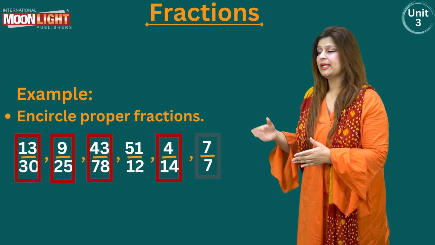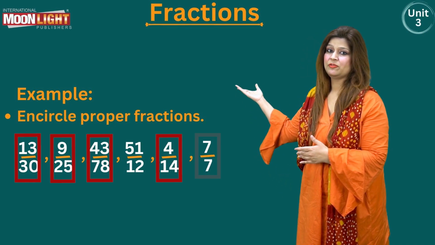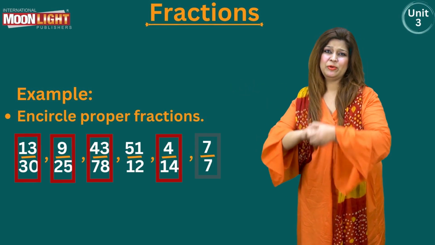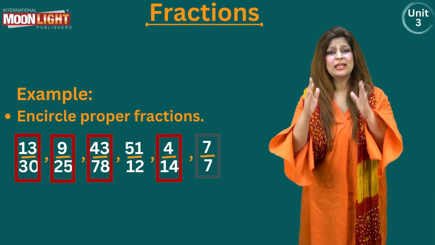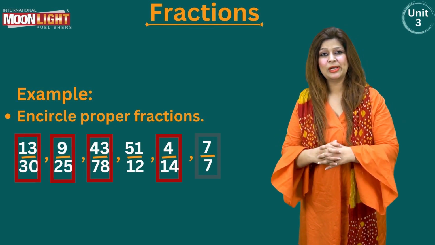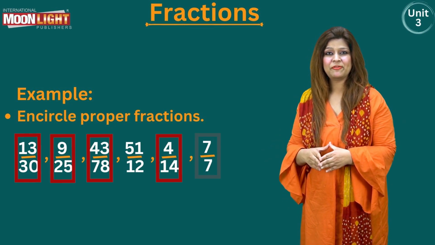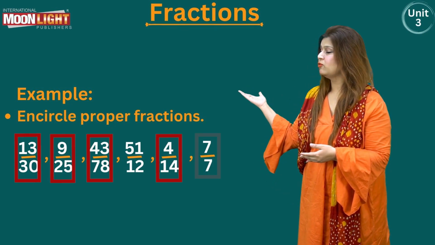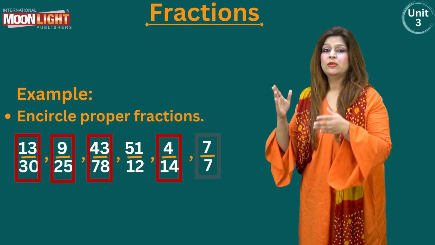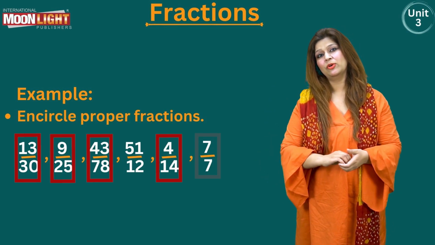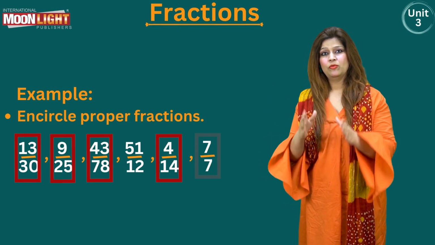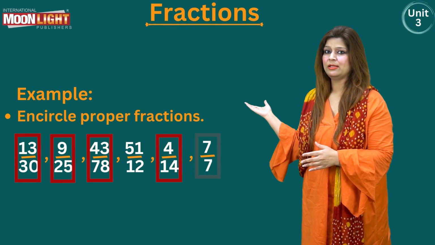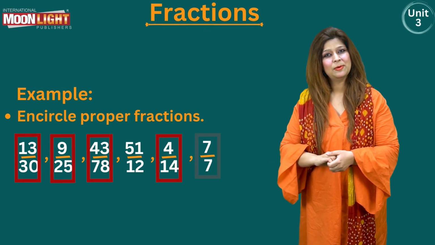Now my dear students, check out the next fraction, 51 by 12. You can check over here that 51 is greater than 12. So this is an improper fraction. We are not going to circle this one. The next one is 4 by 14. You know that the number 4 is less than the number 14, so we are going to circle this one as well. Yes, circle this one because this is a proper fraction.